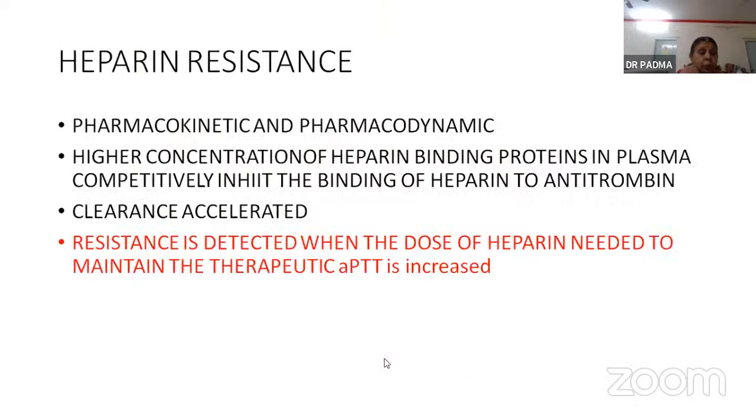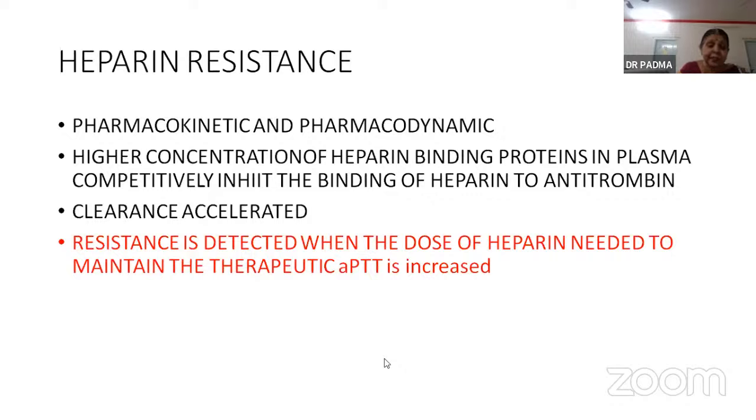Okay, now this is the most important one that we are facing nowadays. Heparin resistance can occur because of pharmacokinetic reasons, that is absorption, distribution, metabolism, excretion, or pharmacodynamic reasons because of its action on antithrombin 3, factor 10, and factor 2. Because of these things, you can have resistance. Then there can be a higher concentration of heparin-binding proteins in plasma, competitively inhibiting the binding of heparin to antithrombin. The clearance may also be accelerated.